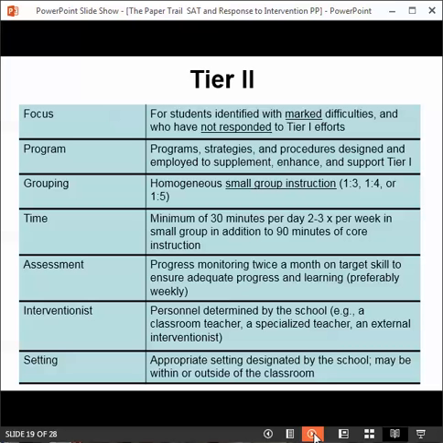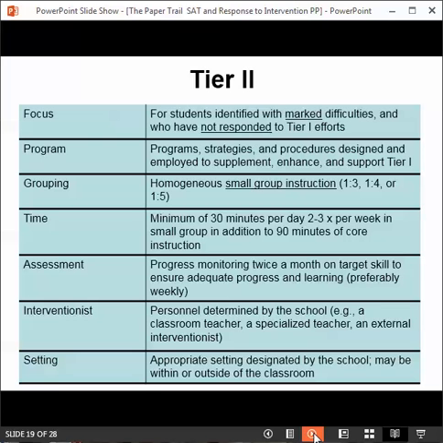This is for students identified with marked difficulties and who have not responded to Tier 1. Program strategies and procedures designed and employed to supplement and enhance the Tier 1. It's usually small group instruction. 3 students, 4 students, or maybe 5 students with the teacher. It's a minimum of 30 minutes a day, so you do it more often than Tier 1. And it's 2 to 3 times per week in small groups in addition to their regular instruction.